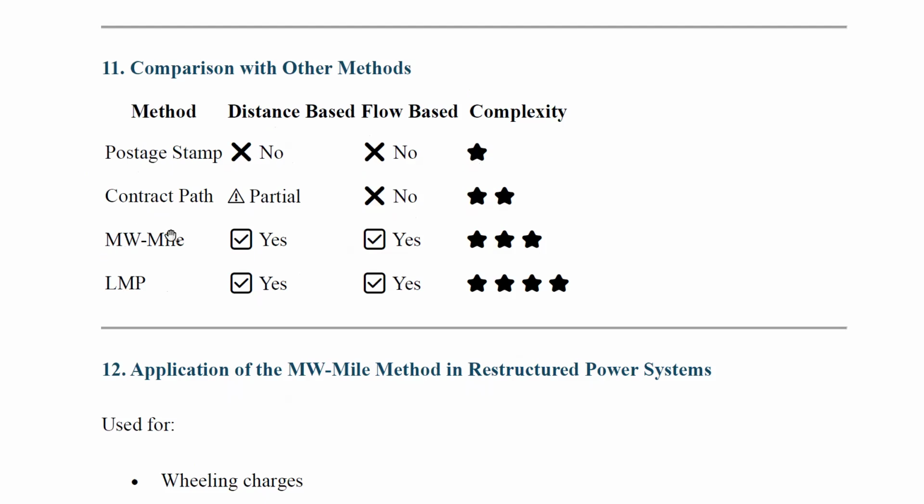Next, the megawatt mile method is distance-based and flow-based, with a little complexity. Locational marginal pricing is also distance-based and flow-based, but the complexity is somewhat more because the location is also added, similar to megawatt mile but based on the location. The software becomes a little more complex in scheduling. If you take losses, then complexity again increases.